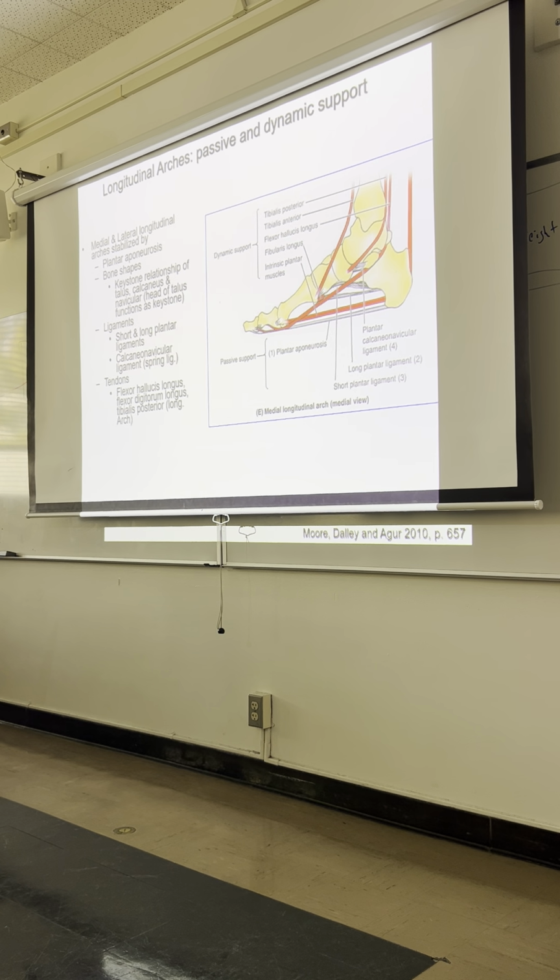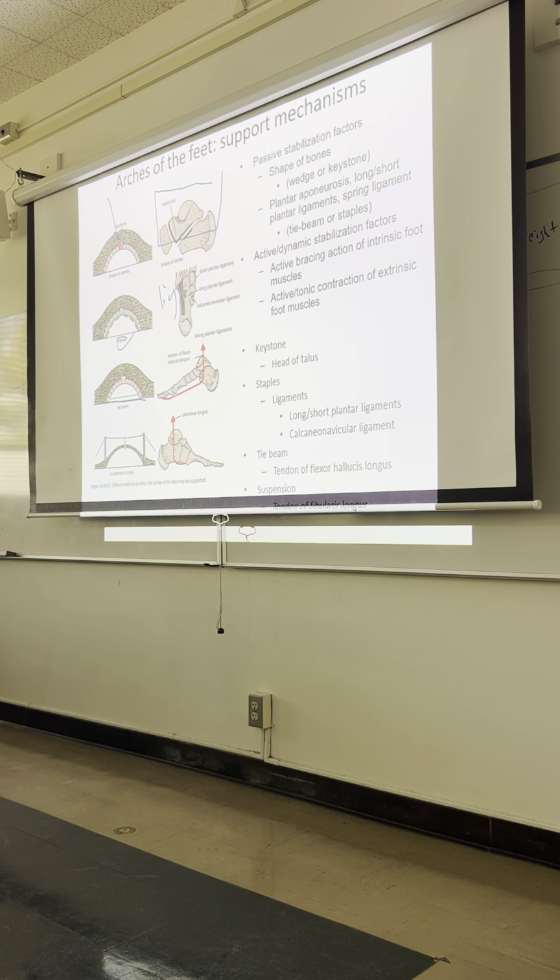Isn't that cool? All these little things, and then we've got some passive things too. Passive stabilizers are things like ligaments, but we've got active things which are muscles that are contracting and keeping the arches high and happy.